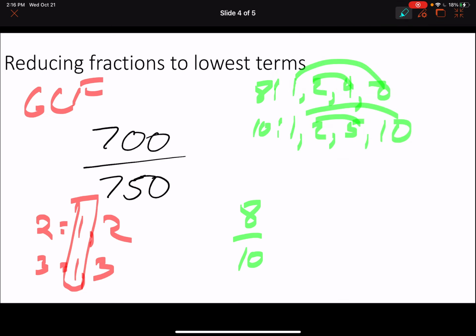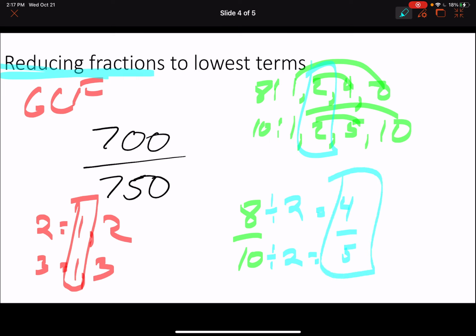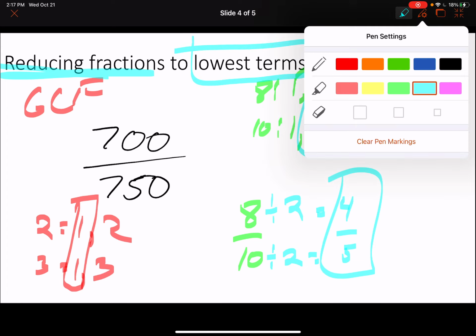Now, what's common between the two is the 2's, right? So I know I can divide the top by 2, and I can divide the bottom by 2. And that's going to give me 4 over 5. And I cannot reduce this fraction anymore because the greatest common factor of these two numbers is 1. So it is now said to be in its lowest terms.